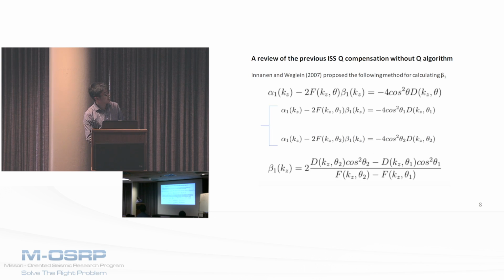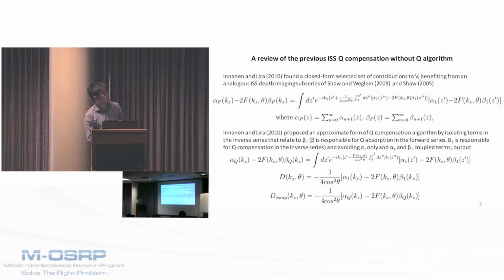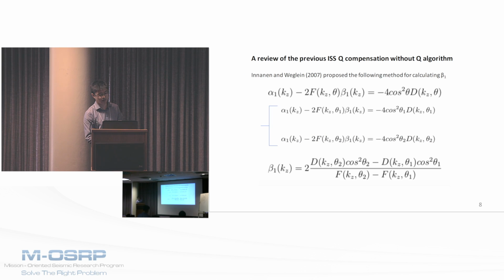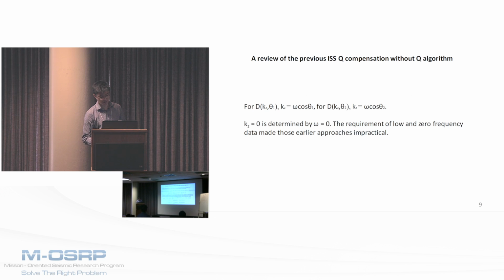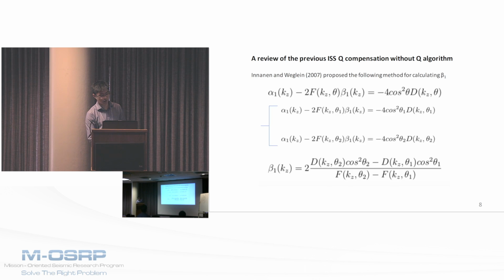As we see, in this Q compensation formula, we need the input data. This part, alpha 1 minus 2f beta 1, is the input data. And we can see in the formula we need beta 1. In order to calculate the linear term beta 1, Weglein 2007 proposed the following method. The data related to the linear term is shown in this equation, where alpha 1 and beta 1 are functions of kz.